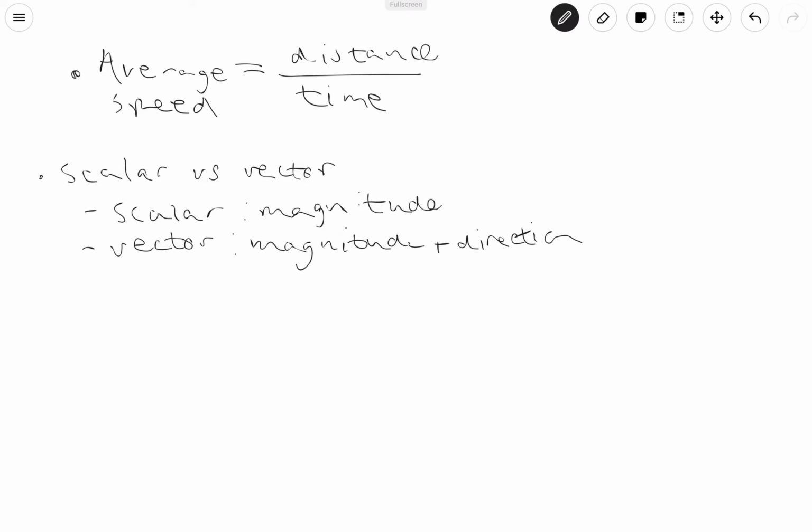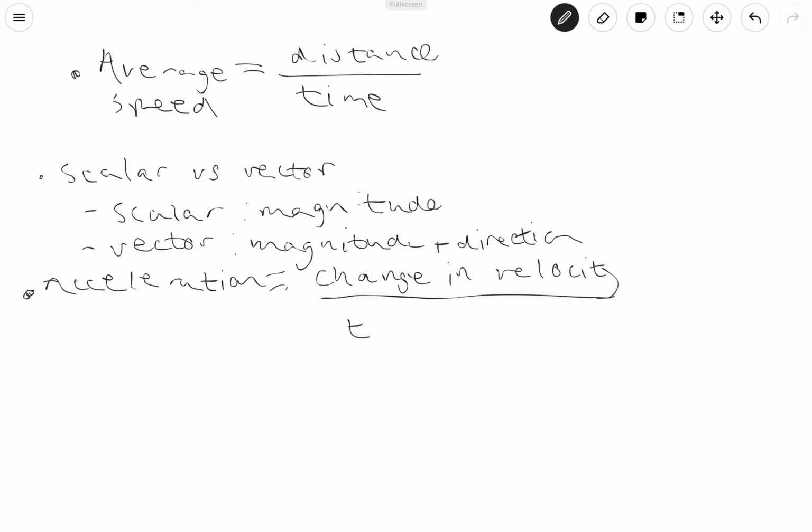We also talked about acceleration. Acceleration equals change in velocity over time taken. And we looked at distance time graphs and velocity time graphs. Distance time plus velocity, I'm just going to write VT graphs.